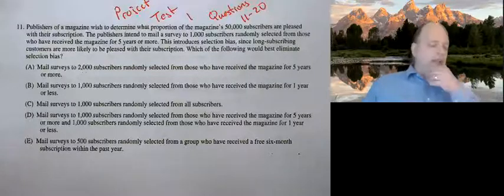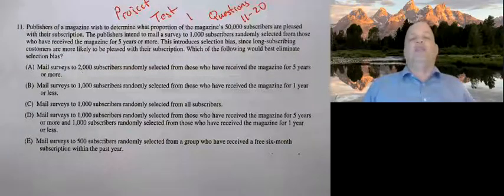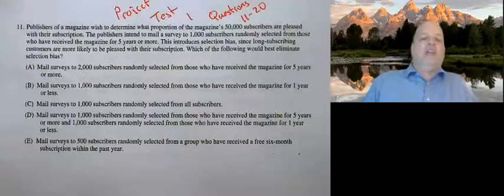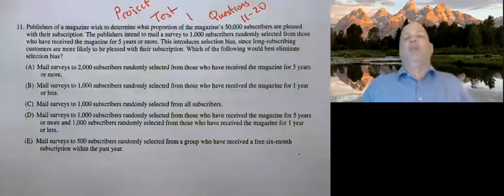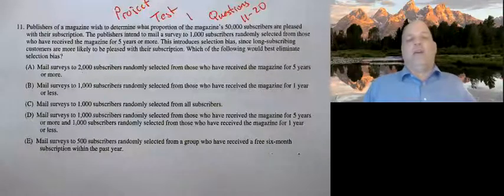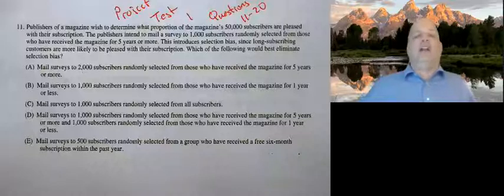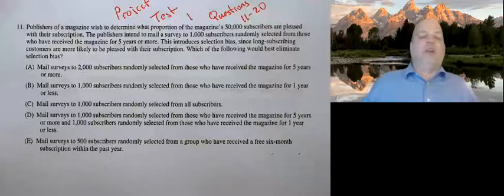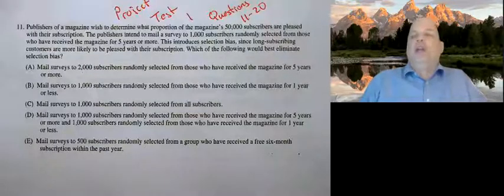Which of the following would best eliminate selection bias? So basically, they're biased because they're taking those who've had it for the longest period of time. If you really want a good sample that's non-biased, you want to represent the entire population, which means you want those who've only had it for a day all the way to those who've had it for as long as the longest subscribers possible. So you want to represent every single category, and you'd like to do so proportionally. So let's see what we have.